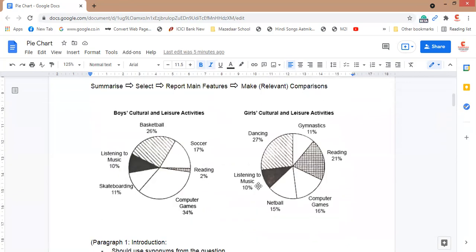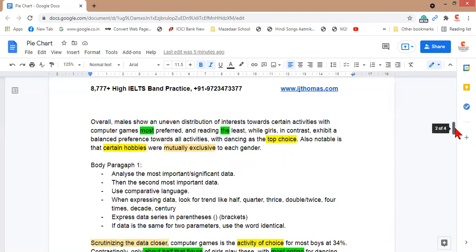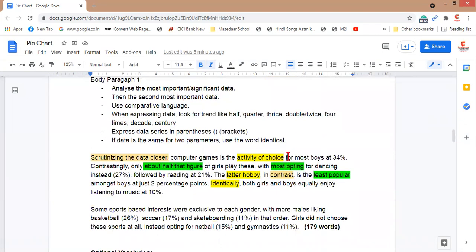Here's where you would use your language skills. Computer games 34%, half of that is 17%, but here we see girls are playing 16% of computer games, 16% of them are playing computer games. So instead of mentioning exactly half, you will say about half. So I'm not putting 16% there. I'm just putting about half. That figure of girls play these with most opting.